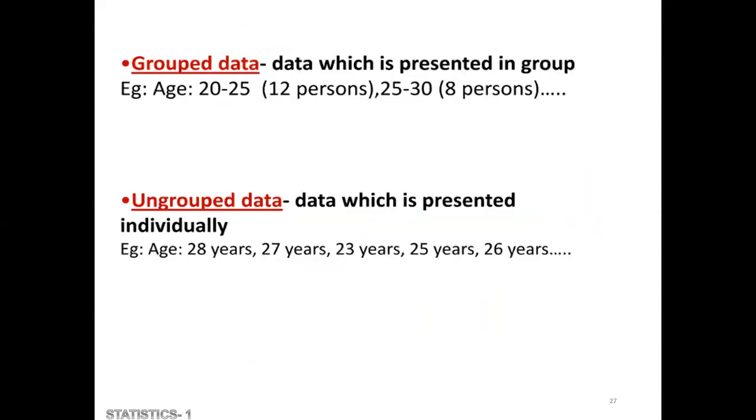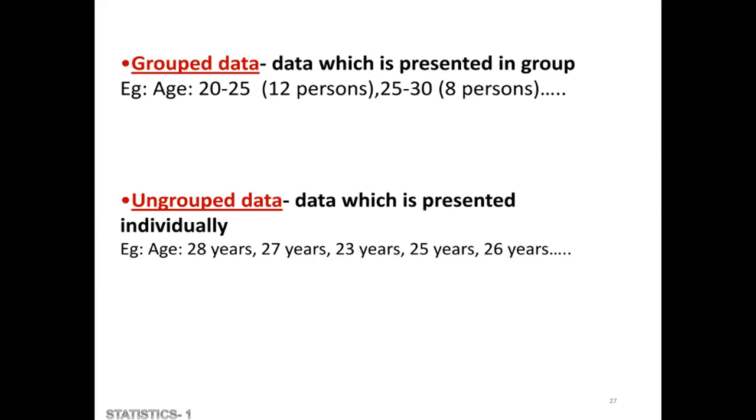Next, we have group data. Data which is presented in groups or based upon a class interval is called group data. So age can be between 20 to 25, 25 to 30. For example, if I say there are 12 people who are in the age group of 20 to 25, we are grouping that particular data over a class interval. When you are putting the numbers over a class interval, it is called group data.